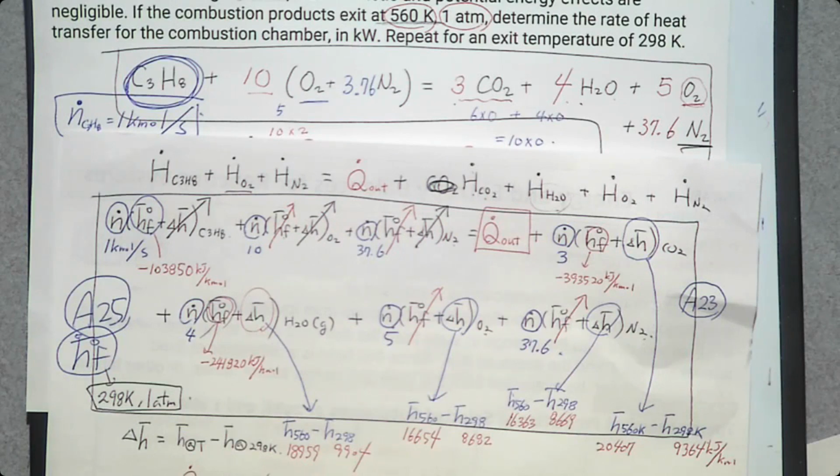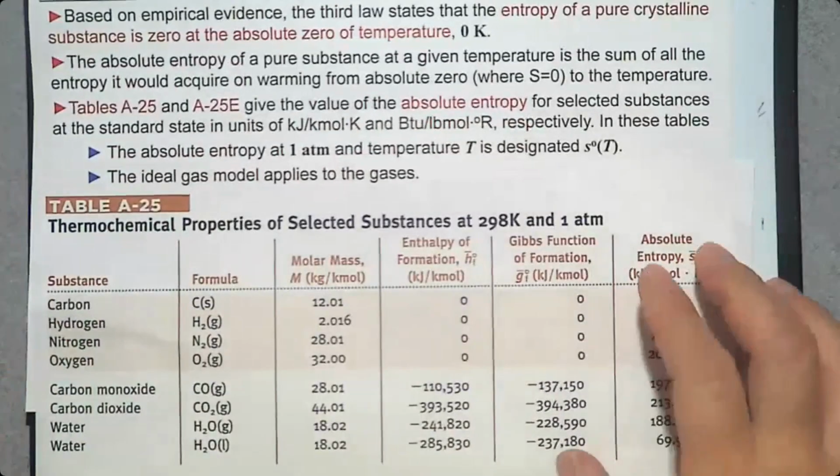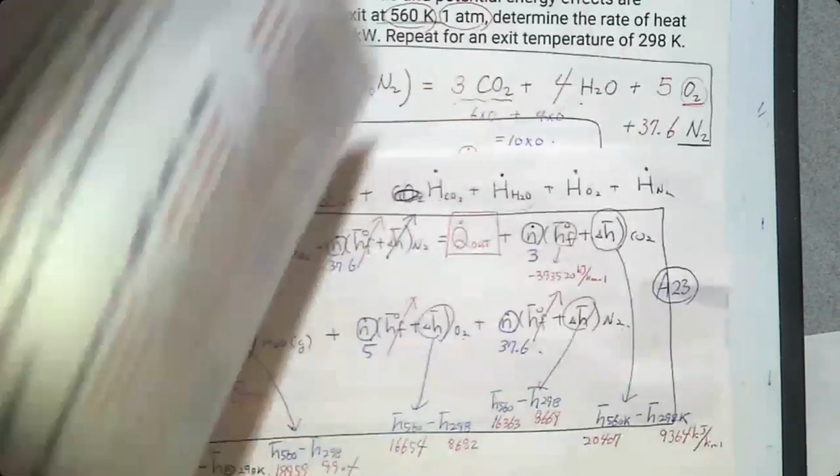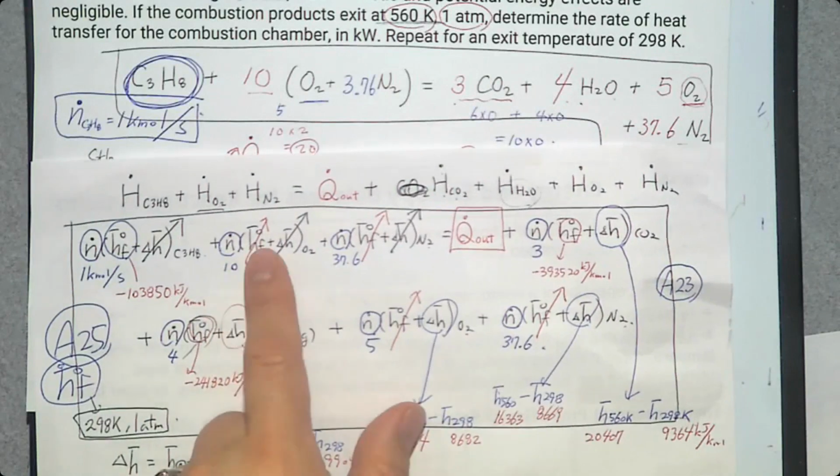Okay. H bar degree F, this is enthalpy of formation, right? And the enthalpy of formation of the four components, carbon, hydrogen, nitrogen, oxygen, there's no enthalpy of formation. So you can cross them out. That's how we crossed out the enthalpy of formation.